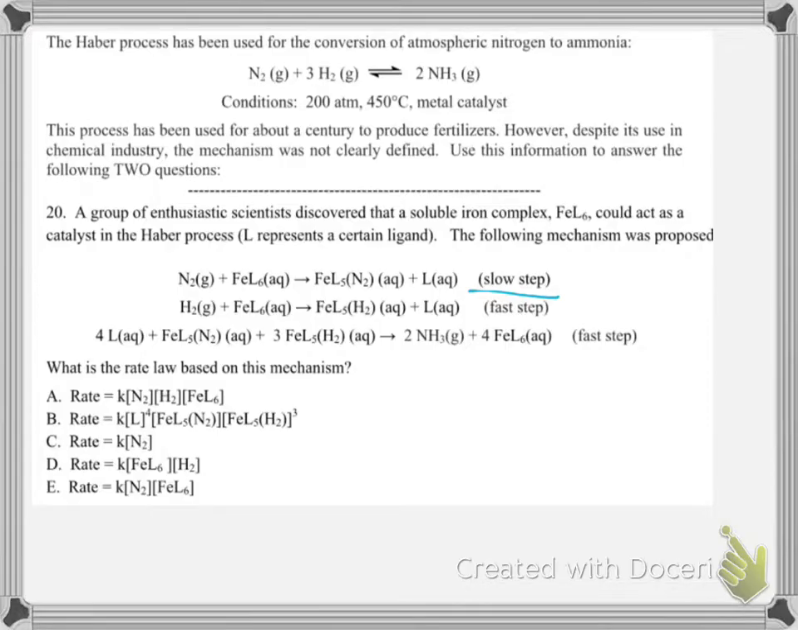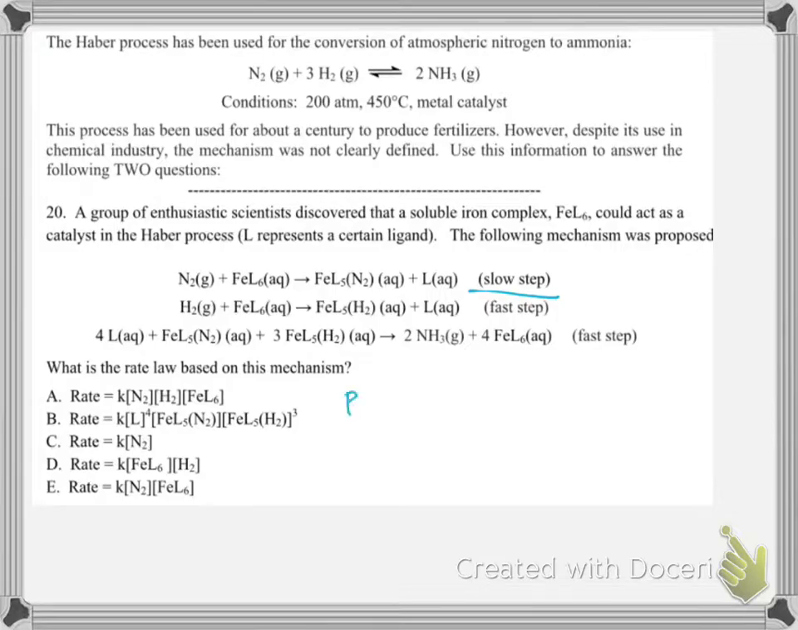Okay, but anyway. We have some scientists trying to catalyze the Haber process, and we have some mechanism. They want us to get the rate law. When you have a rate mechanism like this, we always write it in terms of the slow step. And here, the slow step is the first step. So we can go ahead and write our rate law in terms of this.